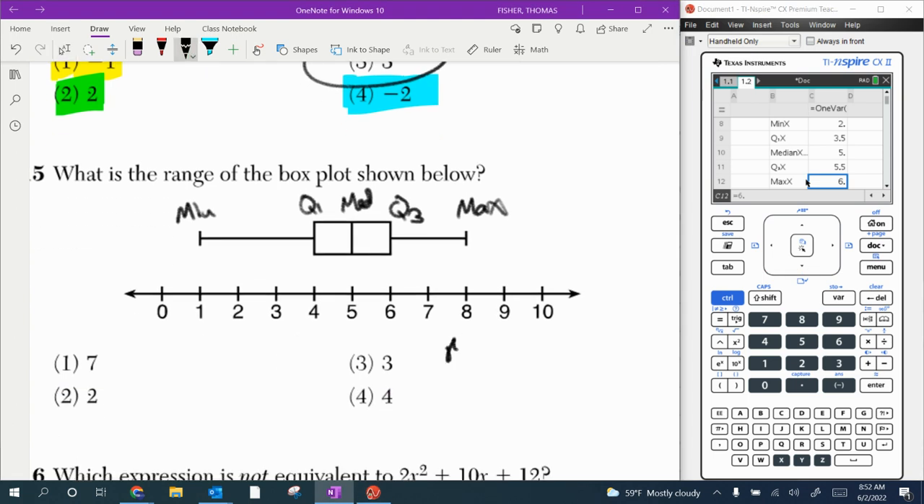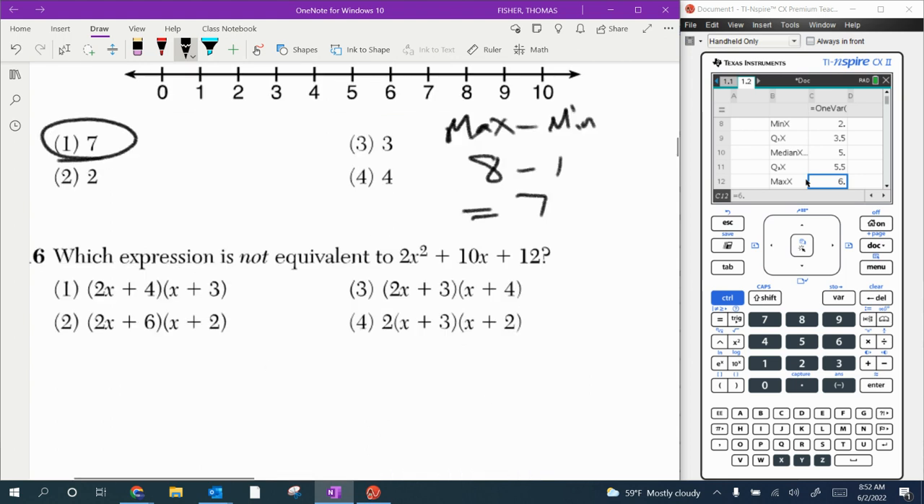So the range is always the maximum minus the minimum, a simple subtraction here. So 8 minus 1 is just 7. What a great question. Love that one.